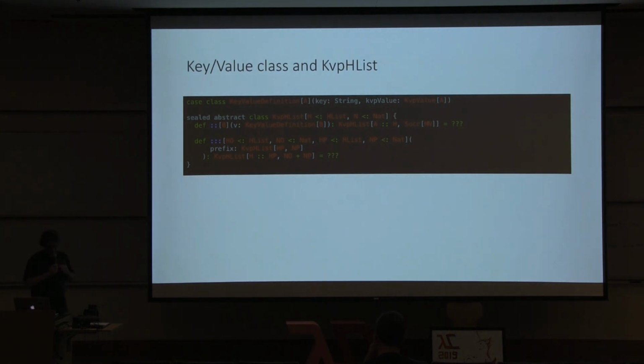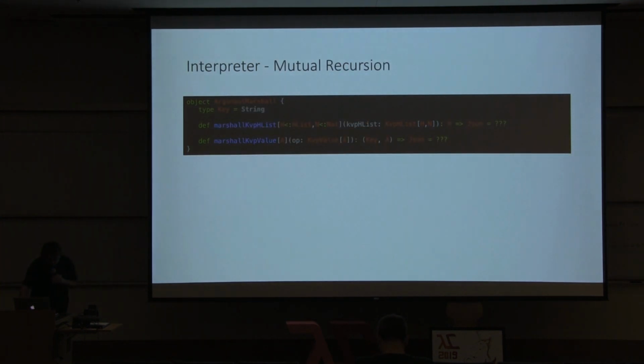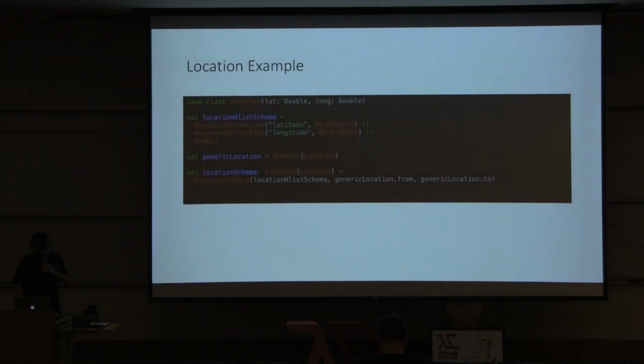Okay, and then I said we're going to add a KBP value definition. That's going to represent an actual item in our JSON schema, and then finally we're going to implement cons and then concat in our KBP H list. So our interpreters will now have two methods for our recursion: one for KBP H list and one for KBP value.